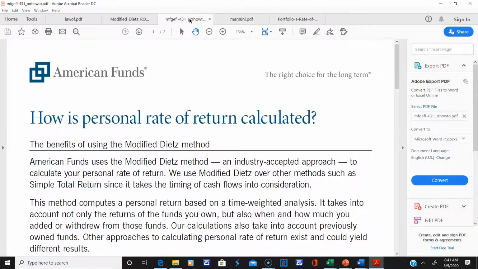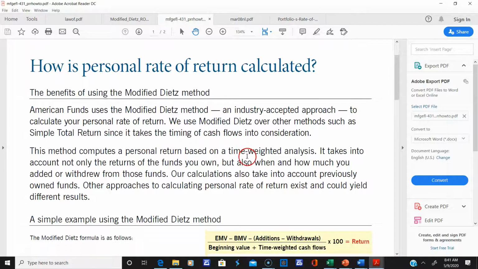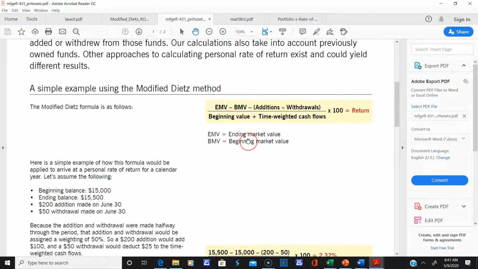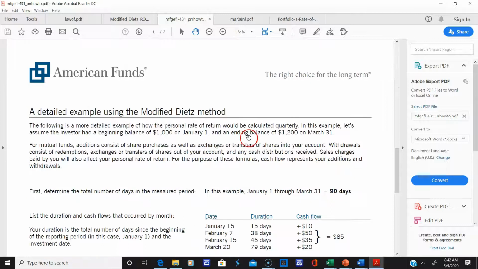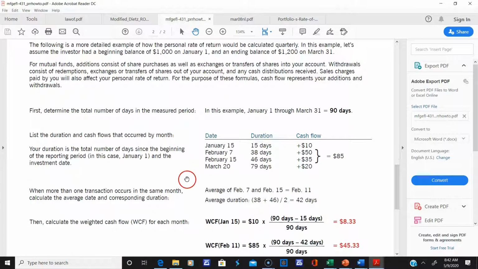Okay. So again, you should go over these, and I'll show you. I believe I have another one here somewhere. So here is the American Funds, their version, and again, the benefits of using modified Dietz. It's an industry-accepted approach to calculate your personal rate of return. We use modified Dietz over other methods such as simple total return, since it takes the timing of cash flows into consideration. And again, they go through the calculation with some nice examples here. Okay, and here's a nice detailed example of modified Dietz.